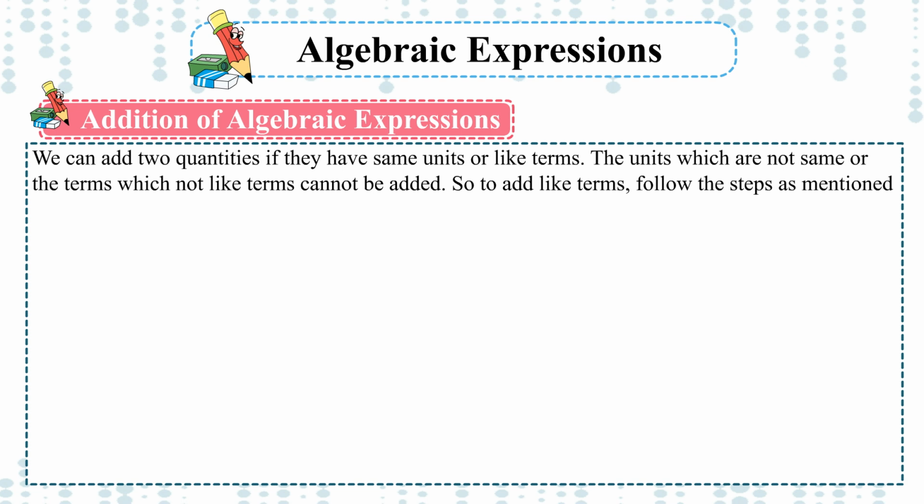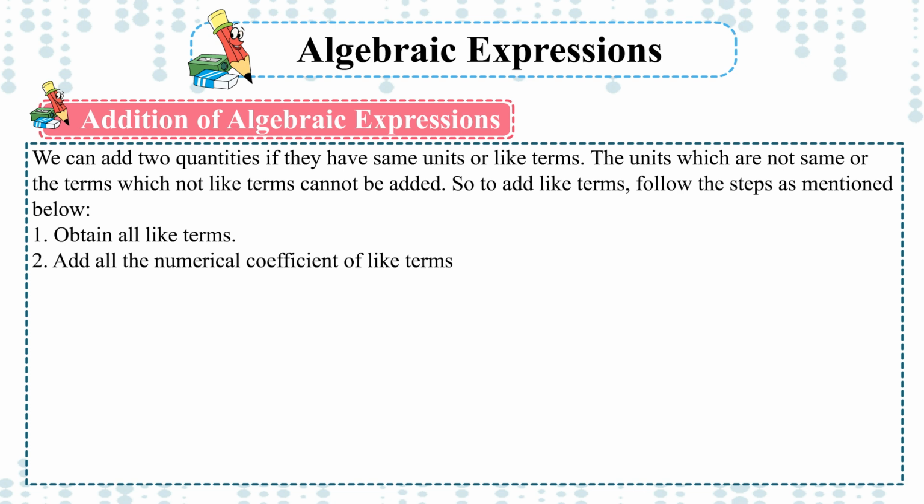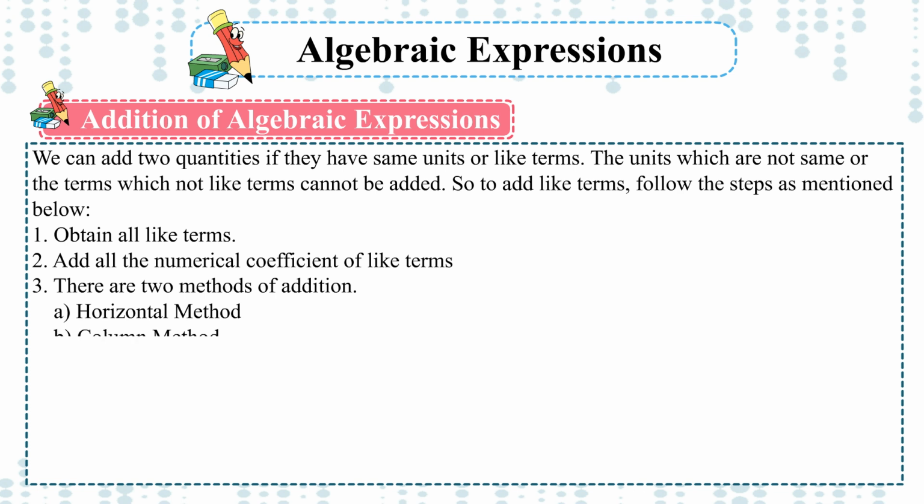Example 1. Find the sum of 5x, 7x, minus 4x and minus 3x. Solution, 5x + 7x - 4x - 3x is equal to 5x. B. Column method. We first arrange the like terms in columns and then add.